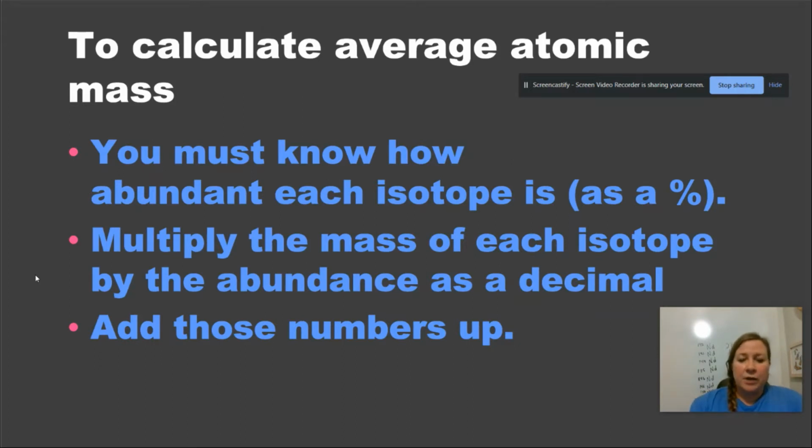So you figure out the abundance of each isotope, you multiply the mass of each isotope by the abundance, but of course you have to write that percent as a decimal, and then you add those numbers up, and that's all there is to it.